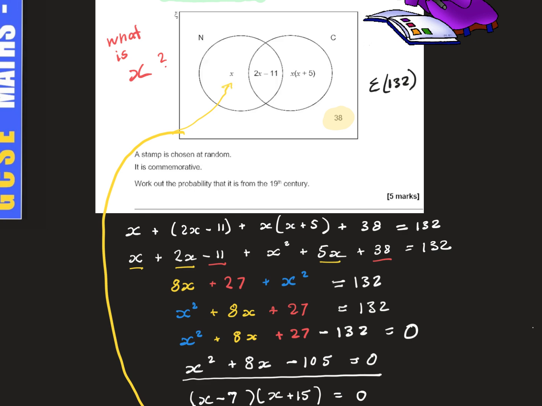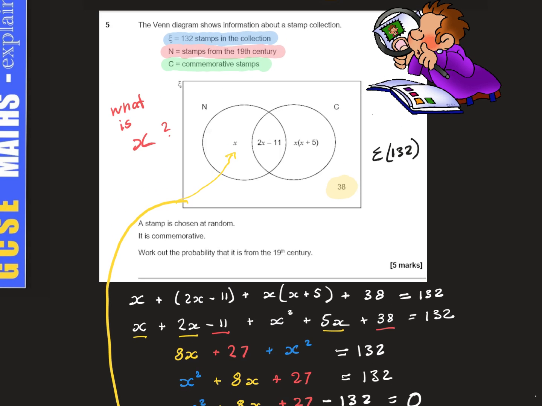into this x, and we'll get 7, and 2 times 7, 14, take away 11 is going to be 3, and here we have 7 plus 5 is 12. 12 times 7 is 84. And now we have the completed Venn diagram. So we can now look at the question.